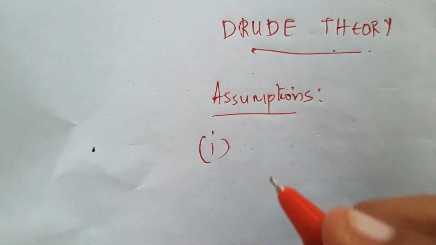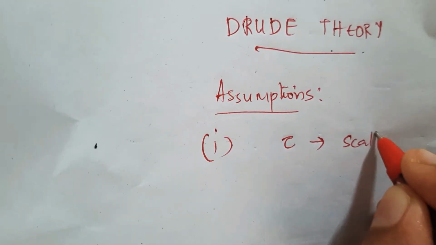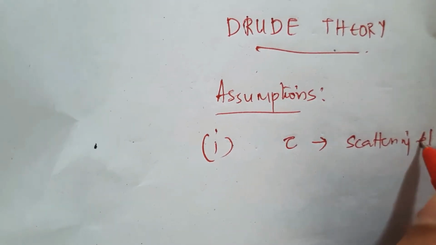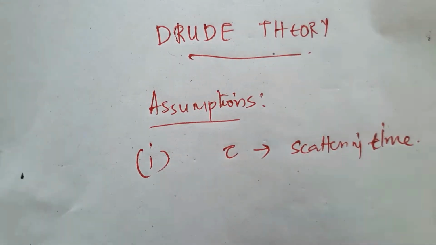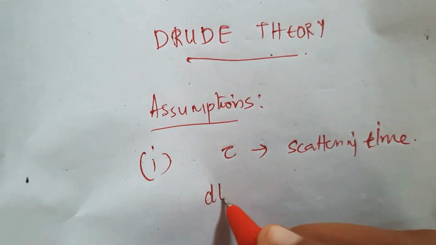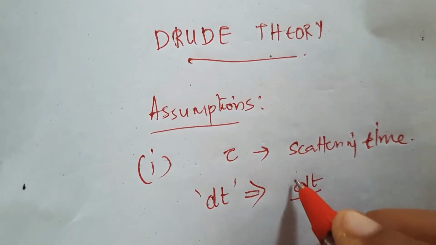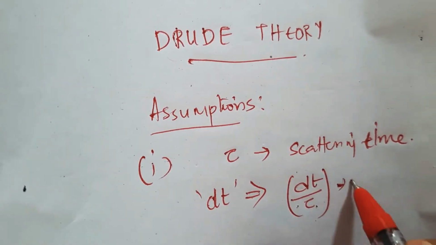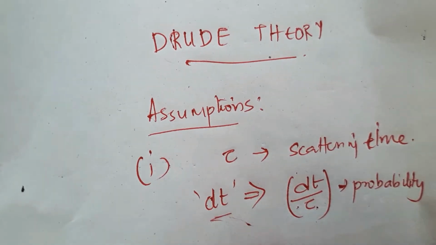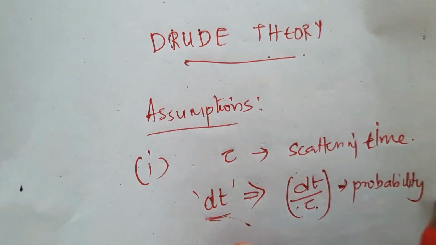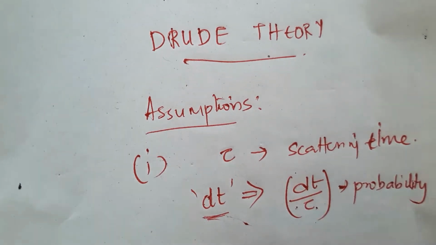Number one is that electrons have a scattering time tau. Tau is the scattering time of an electron, and the probability that in a time dt it will undergo a scattering is given by dt by tau. So dt by tau is the probability that the electron will undergo a scattering in the time interval dt.